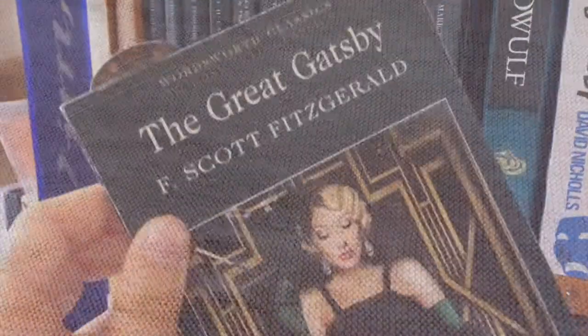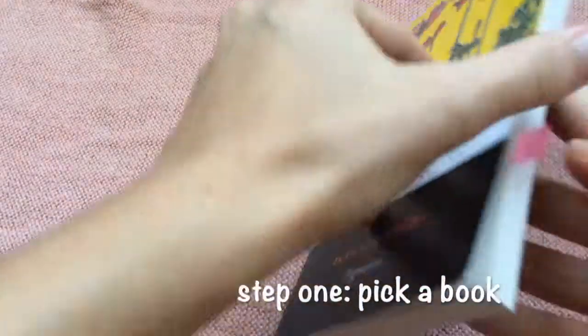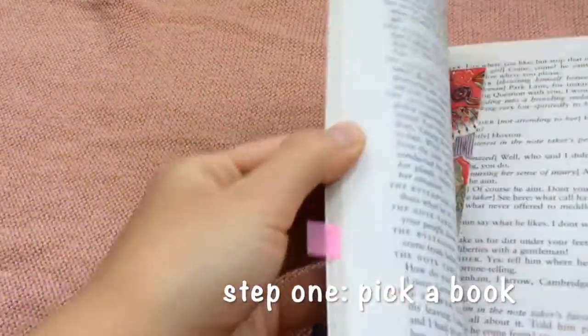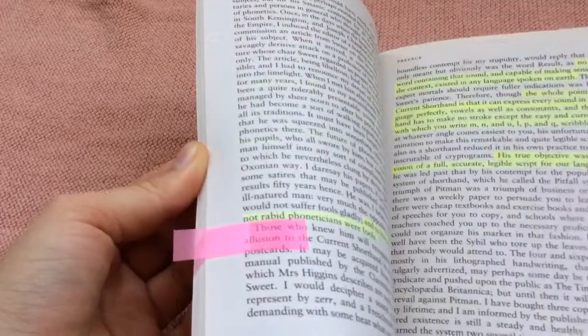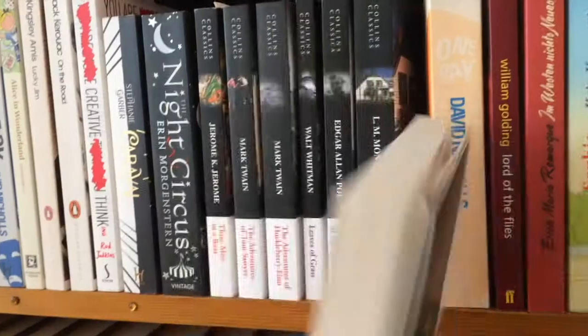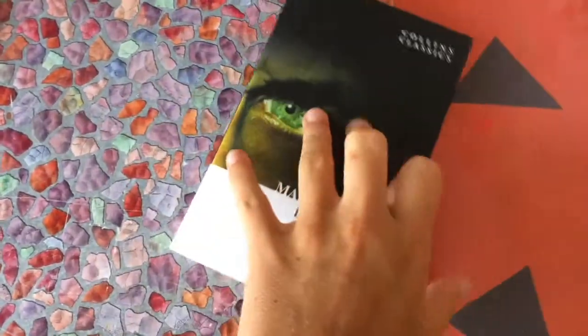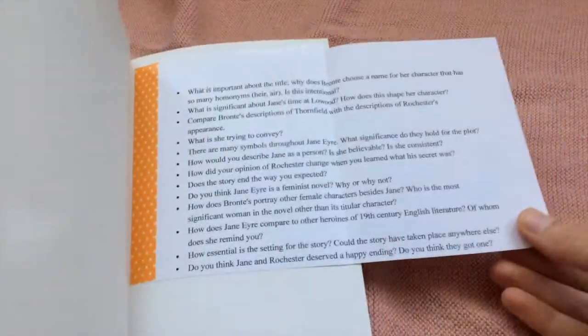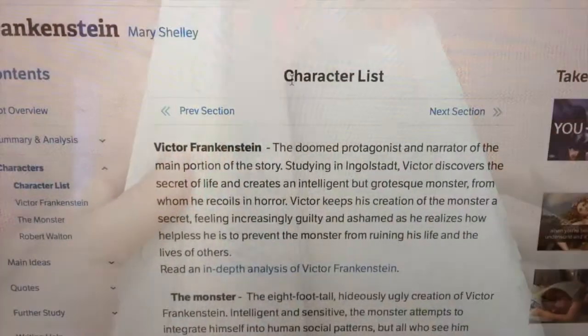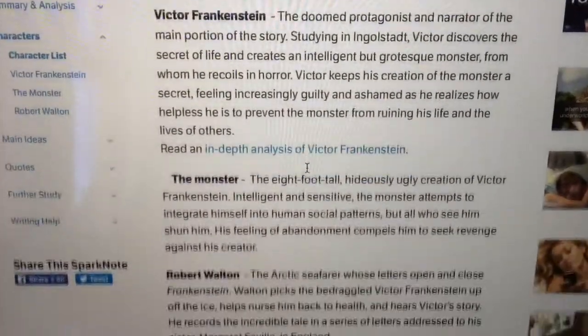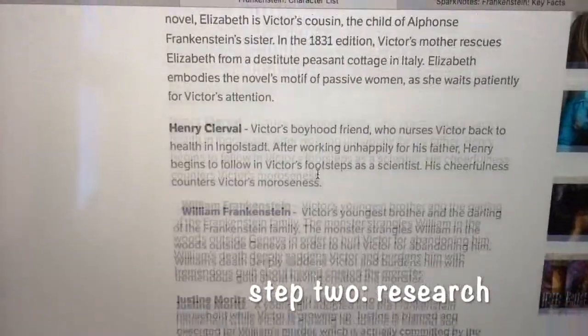The process starts with picking a book, obviously. If I'm really interested in a book, I will sometimes decide to annotate it, or I would pick a required reading that I already know something about and annotate a book for school. If the book is required reading, I will probably have some sort of information about what I'm supposed to look for in the text. But if I don't, I will do some research to establish what is important.